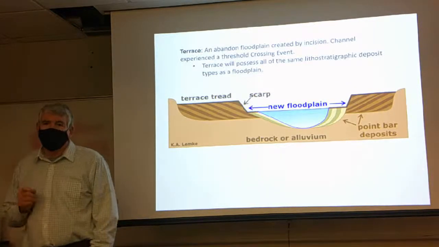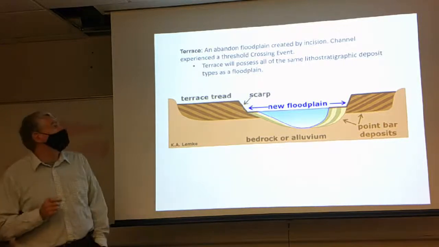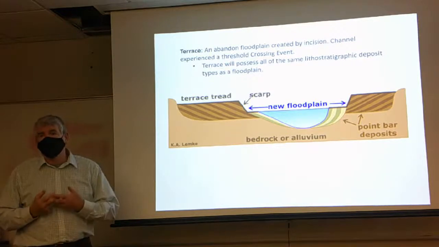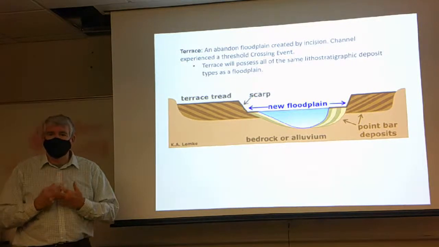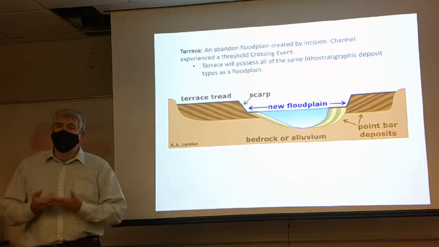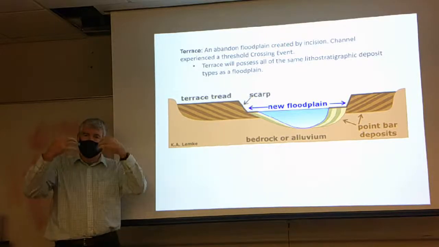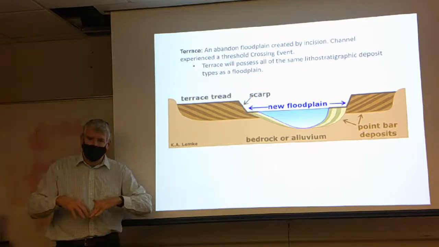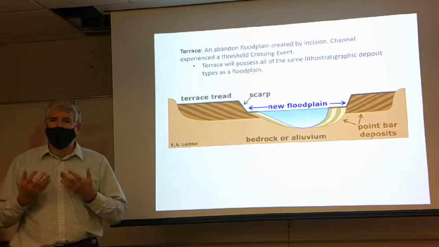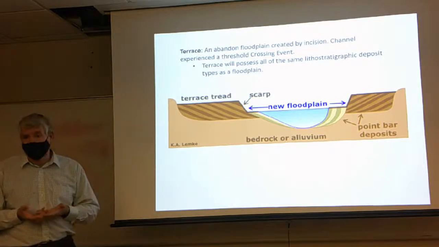All right, so a quick definition of a terrace: it is essentially an abandoned floodplain. It is created by incision of the channel, and it's created as a result of channel disequilibrium. So that channel has actually undergone a threshold crossing event, which has caused the stream system to downcut or to incise, and that incision then has produced this abandoned floodplain, or what we're going to call a terrace.